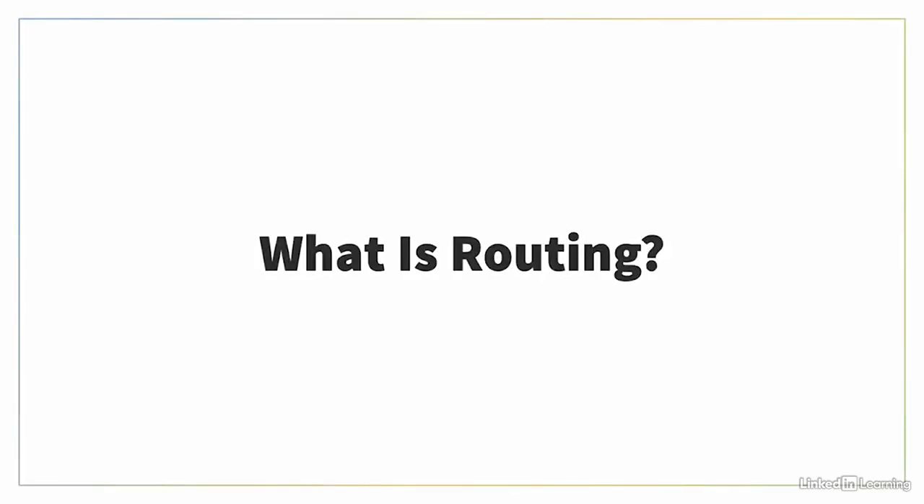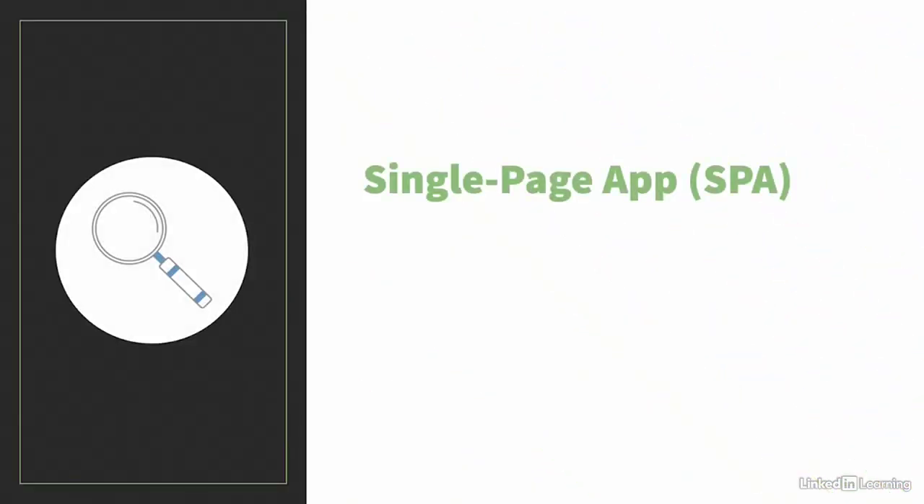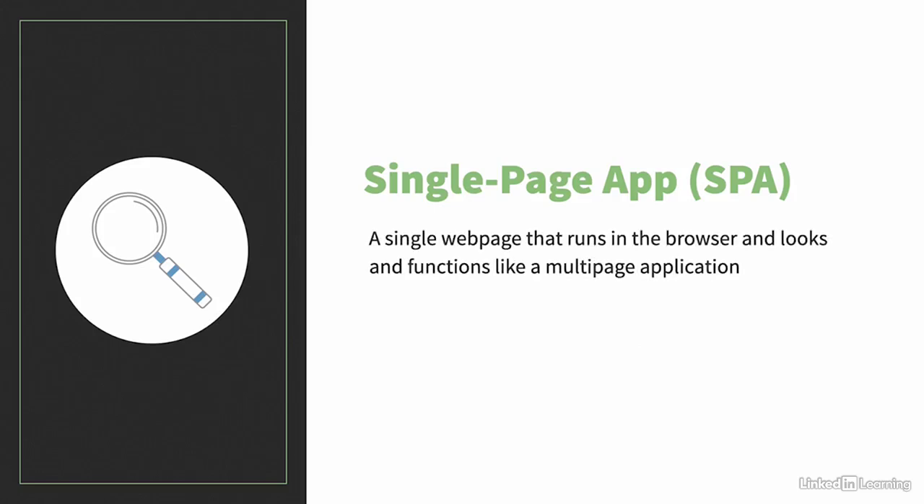So, what is routing? To better grasp the fundamental concepts behind routing, let's first talk about single page applications, or SPAs. A single page application, as its name implies, is a single web page that runs in the browser and looks and functions like a multi page application. It's built using various views that render like separate pages, but all interactions occur on one page.